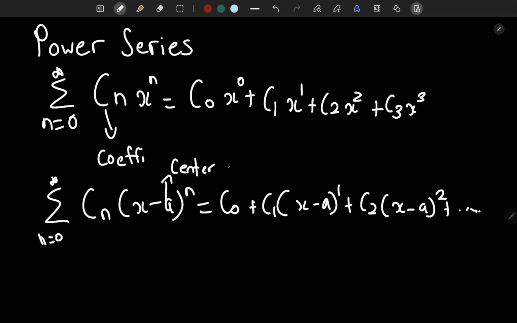Now what we call this a is actually the center. So here x is equal to a, and if we want to find the center over here, the center is x is equal to 0, since we don't have any number being minus or plus from x.